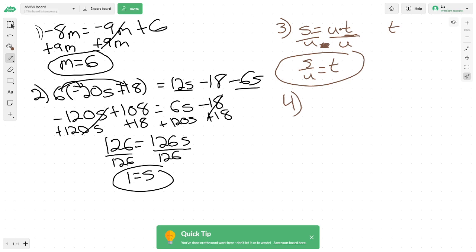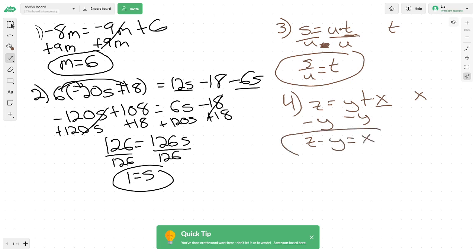It is done. Now I have z equals y plus x. I need to solve for x. So I see x here. It's being added to y. So I'm going to subtract y from both sides. And I get z minus y equals x. So that's all you do for number 4.